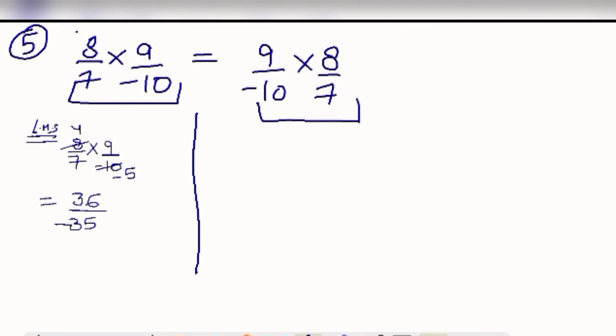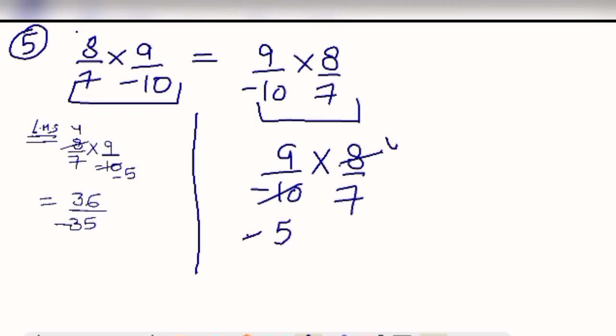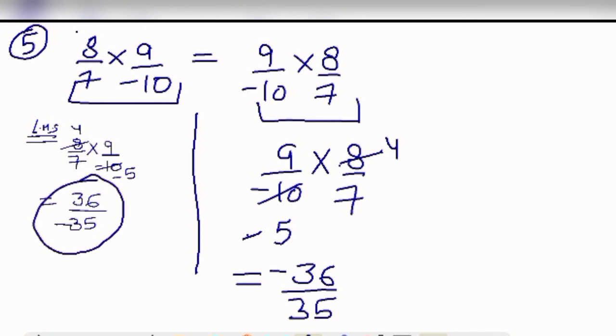Now calculate the right hand side. 9 upon minus 10 multiply 8 upon 7. 10 and 8 both are divisible by 2. So cut them. 2 5s are 10 of minus 9. 2 4s are 8. 9 4s are 36. 5 7s are 35. And this is of minus sign. So on left hand side this was 36 upon minus 35, which is equals to 36 upon minus 35. Okay. So left hand side is equals to right hand side.